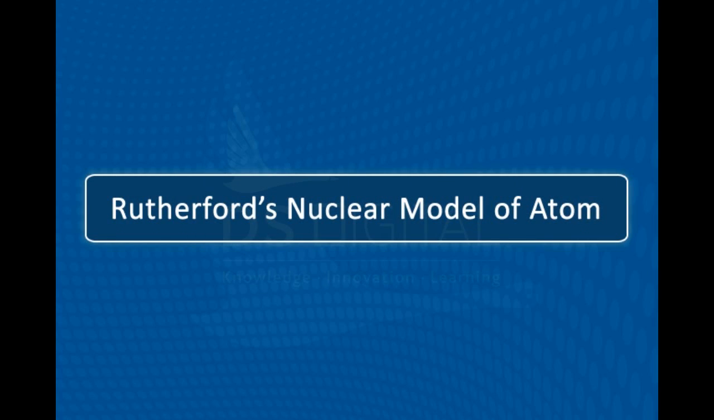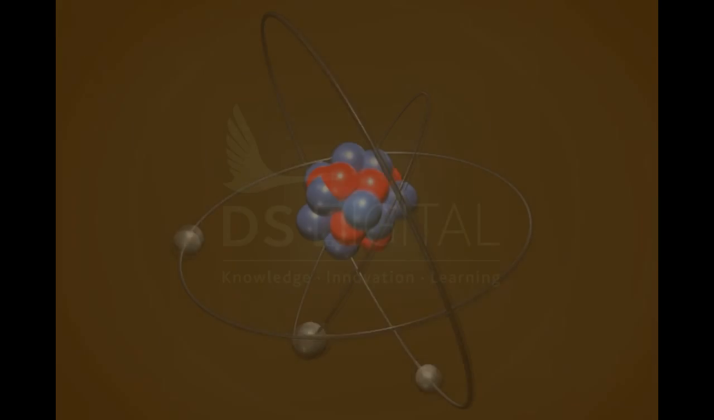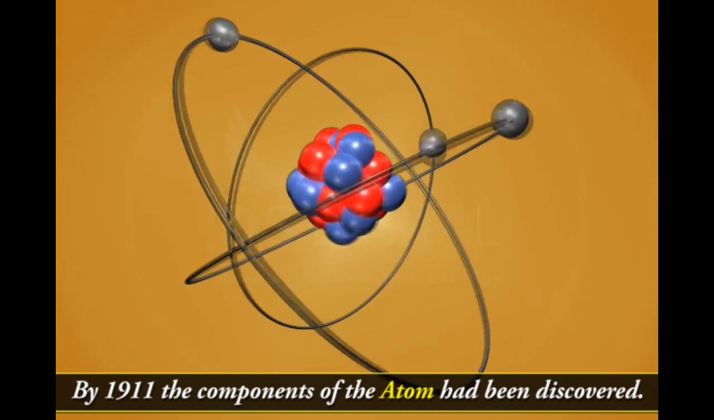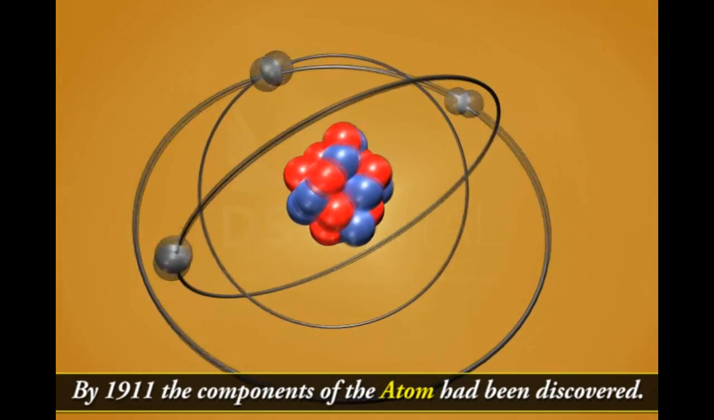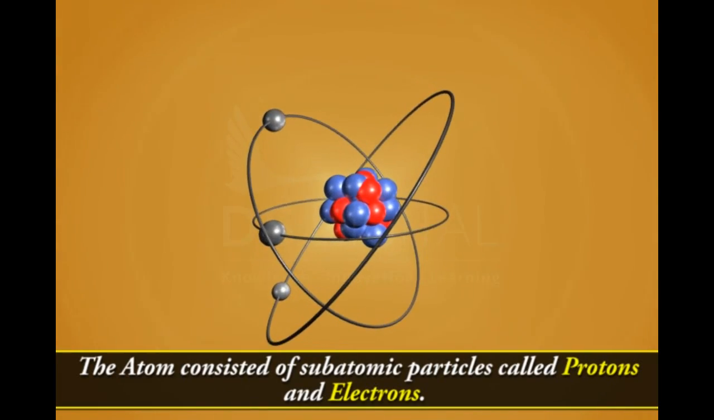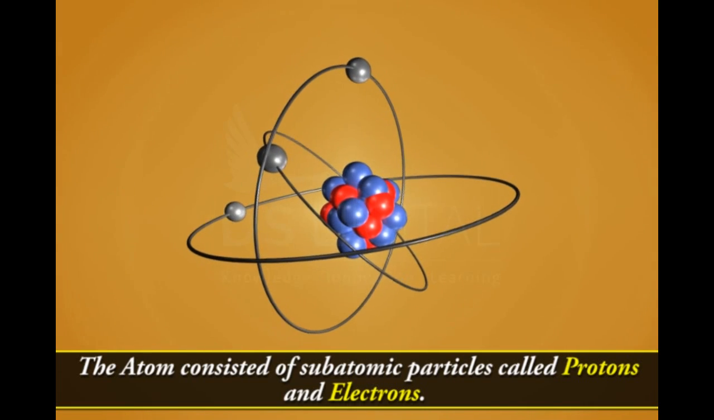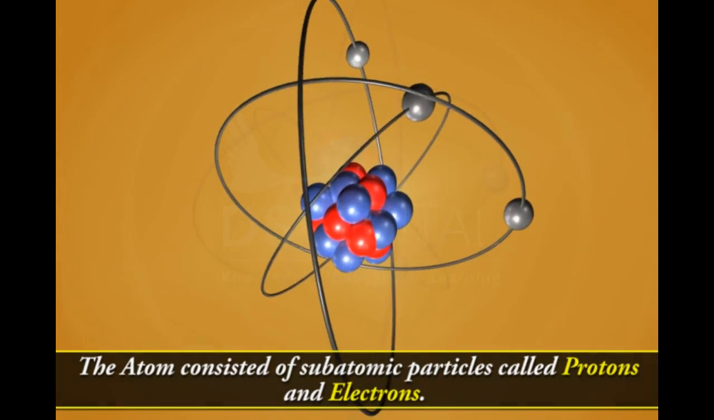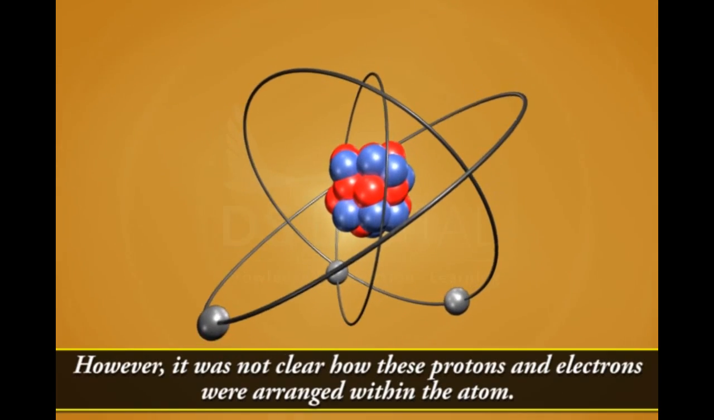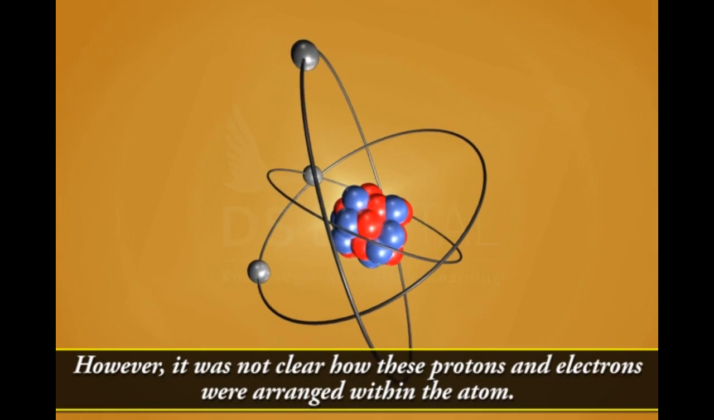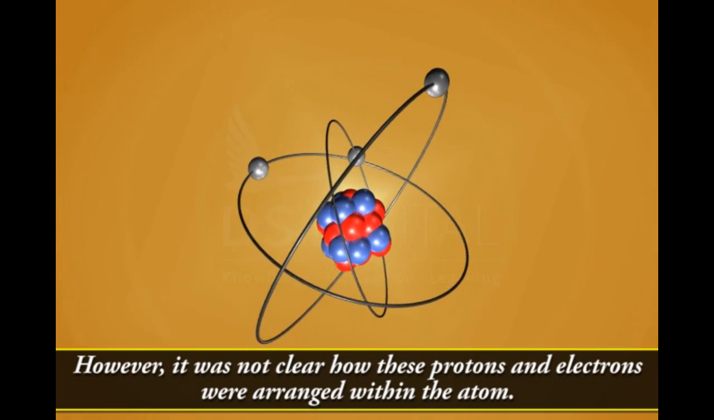Rutherford's nuclear model of atom. By 1911, the components of the atom had been discovered. The atom consisted of subatomic particles called protons and electrons. However, it was not clear how these protons and electrons were arranged within the atom.